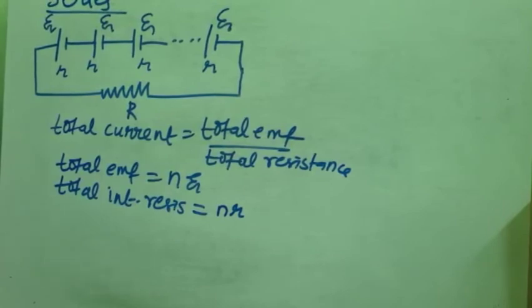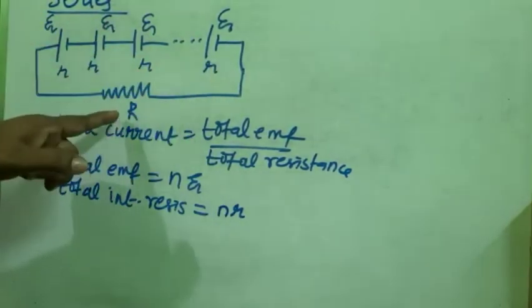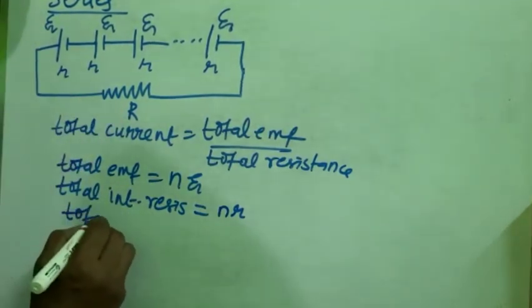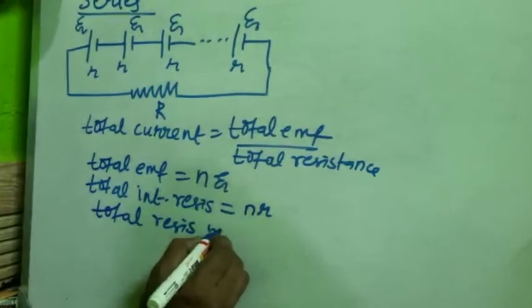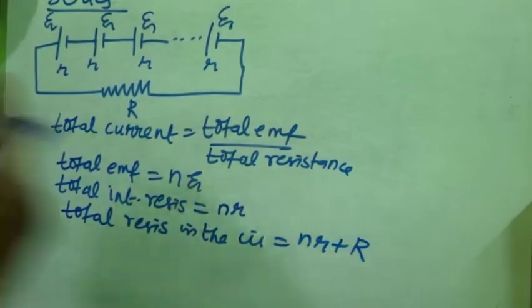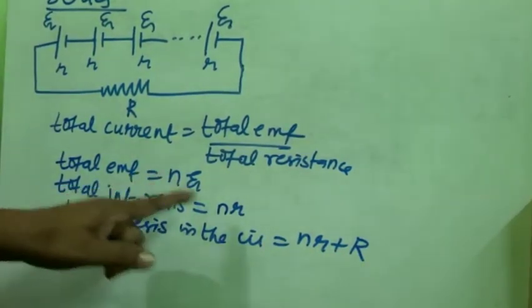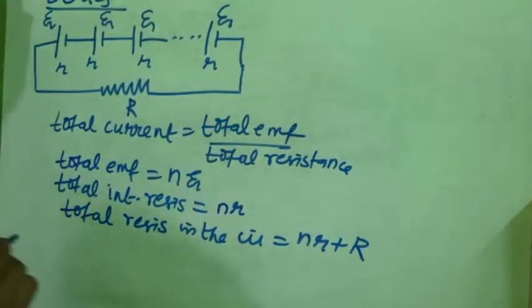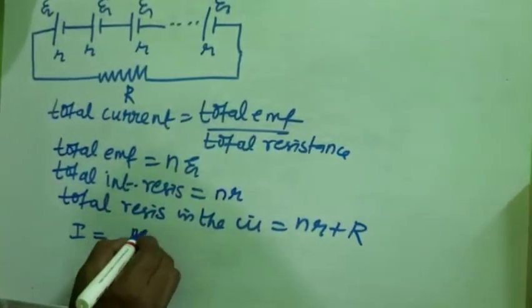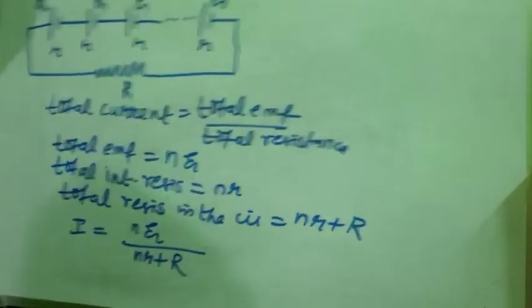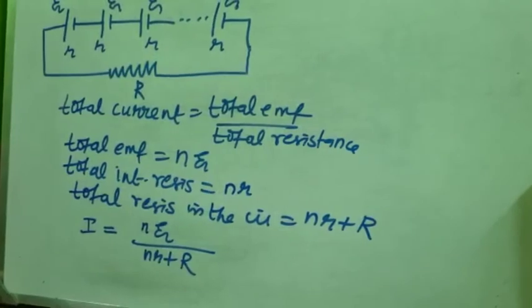Now we need to find out total resistance in the circuit. We have one more resistor here. So we will have to find the total resistance. Total resistance in the circuit is n r plus capital R. Now we have the value of total EMF and total resistance. Let's substitute here and find out what is the total current. Let me take total current as I, which is equal to total EMF n Xi divided by total resistance n r plus capital R. Okay. So we have got the expression for total current.